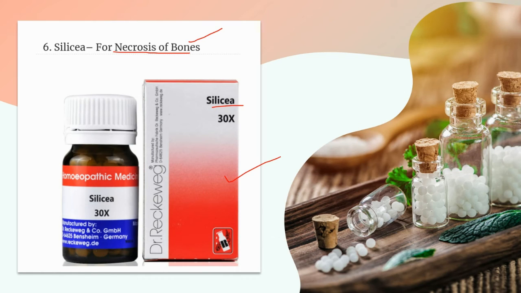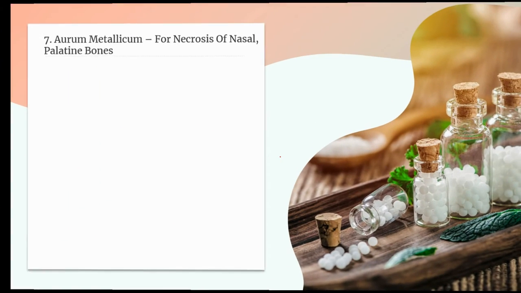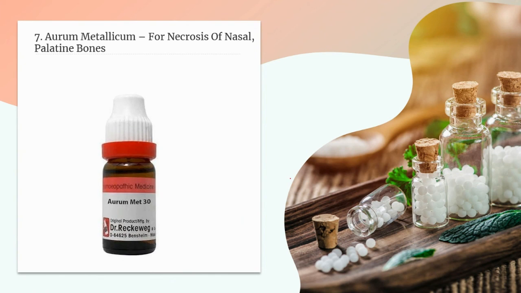Now, our next homeopathic medicine is aurum metallicum. So, aurum metallicum is a natural homeopathic medicine which is very beneficial in the treatment of necrosis in the nasal and the palatine bones. The mastoid bone is also the site that benefits with the use of aurum metallicum.